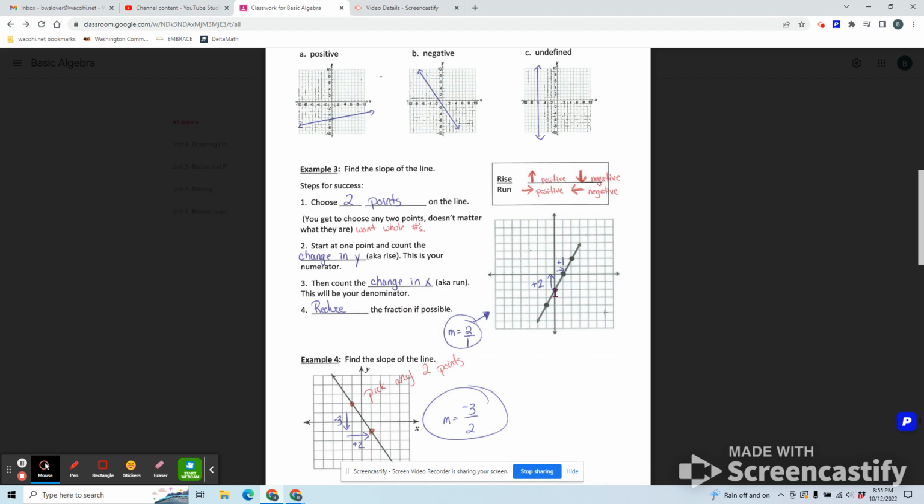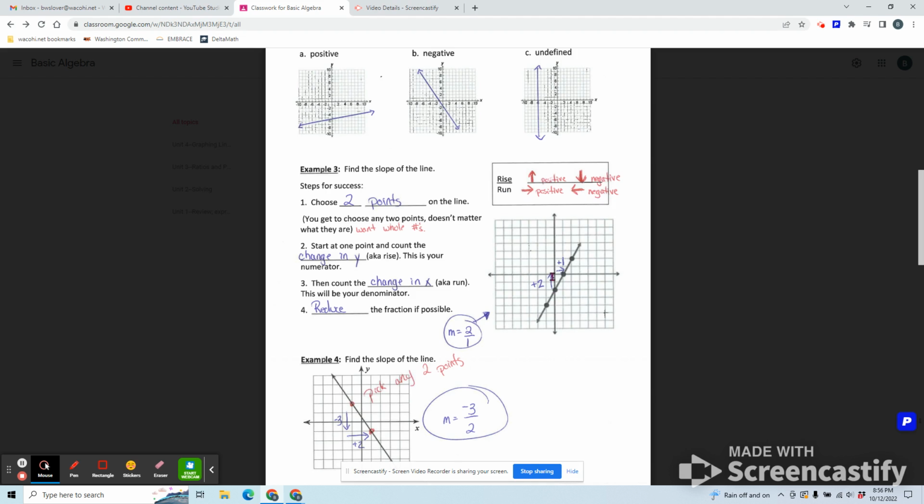So I picked at this point, I'm counting the rise. I went up 2, that's my numerator. From there, I went right 1, that formed my denominator. Now over here, I made a note. I didn't talk about it yet, but I made a note. The rise, if it's positive, you're going up. If it's negative, you're going down. For the run, if you're going to the right, it's positive. If you're going to the left, it's negative.